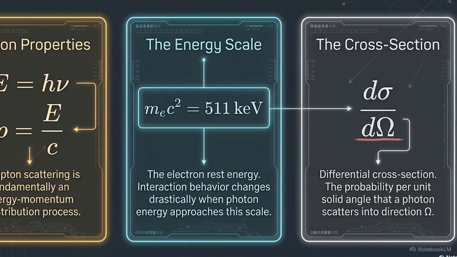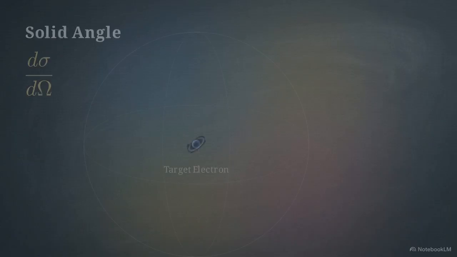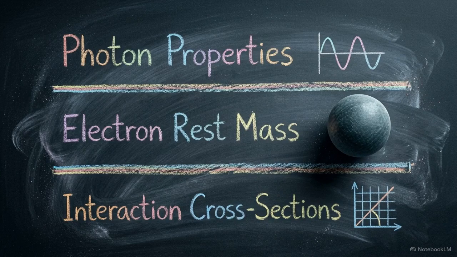Finally, we define the differential cross-section, d sigma over d omega. This value provides the probability per unit solid angle that a photon scatters into a specific direction. Mapping the collision accurately requires all three components: photon properties, electron rest mass, and interaction cross-sections.